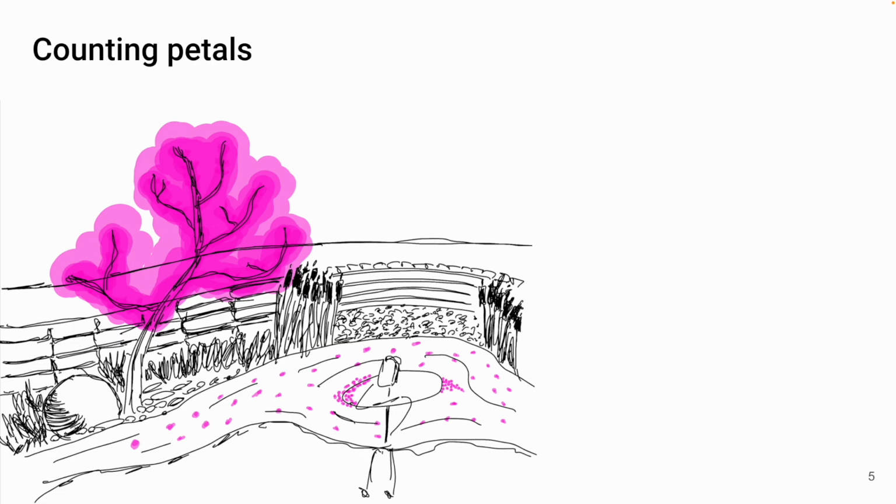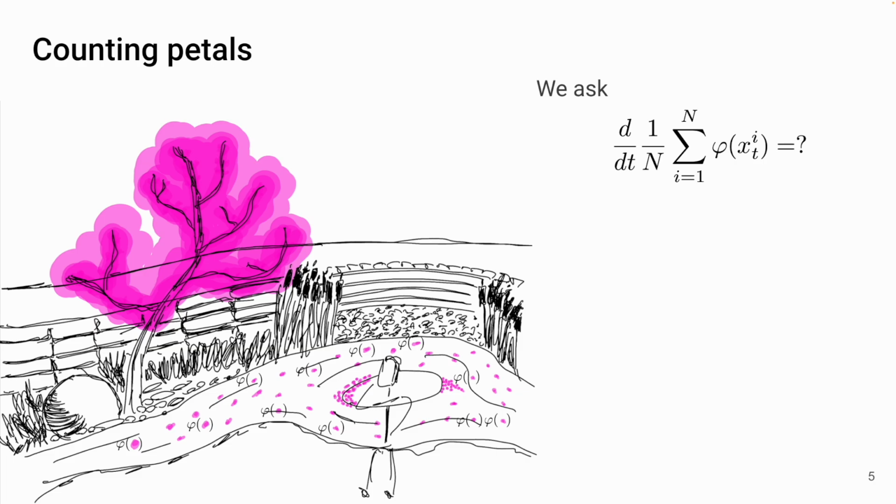If we can answer this question about the coordinate or the average coordinate, then maybe we can answer this question about any function. Let's say we evaluate some function phi on every petal, like here on the image, and then we ask, how does the average of this function phi change in time? So let's try to answer this question instead of answering how the density changes in time.